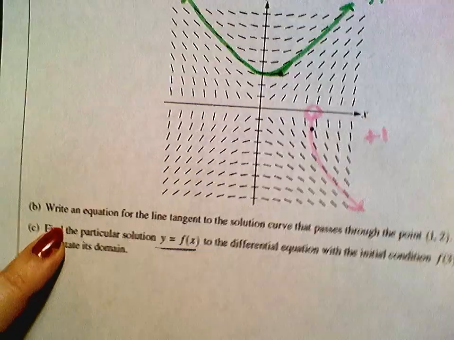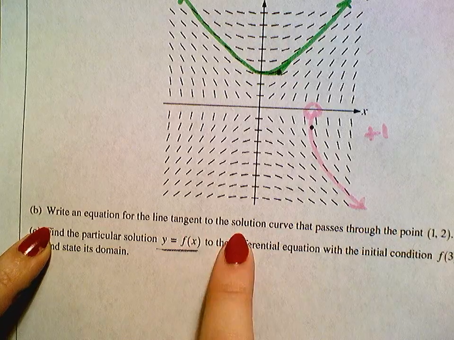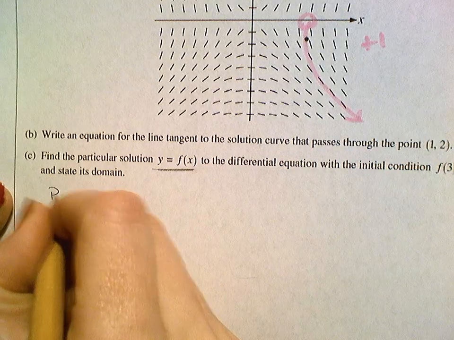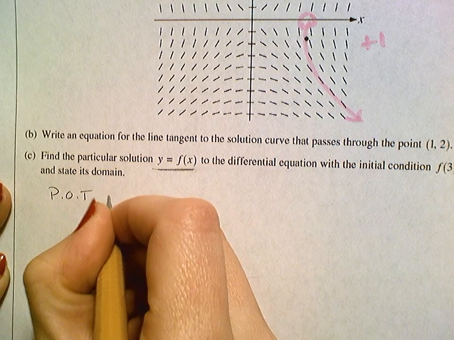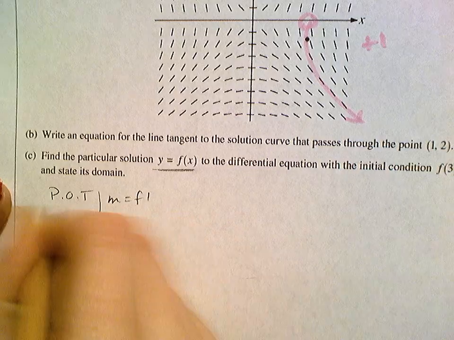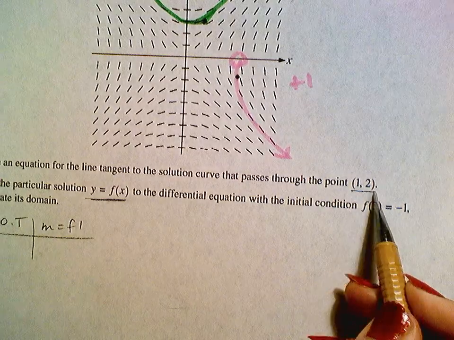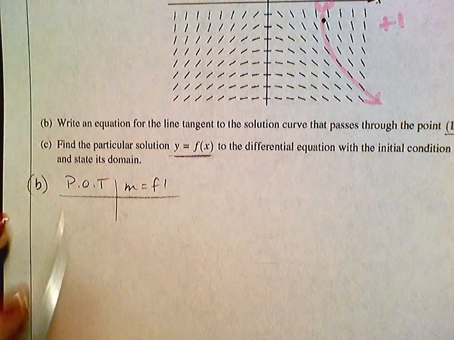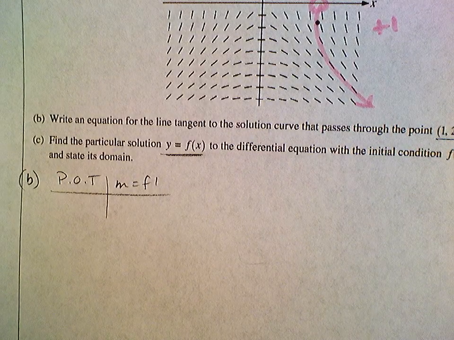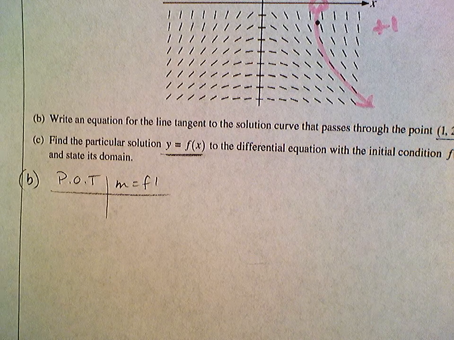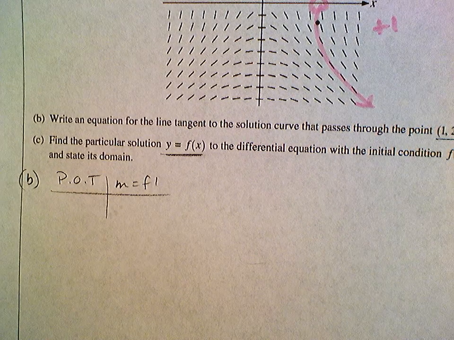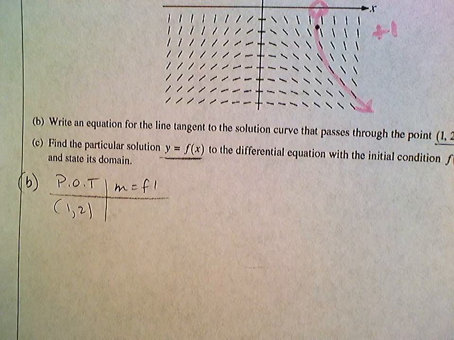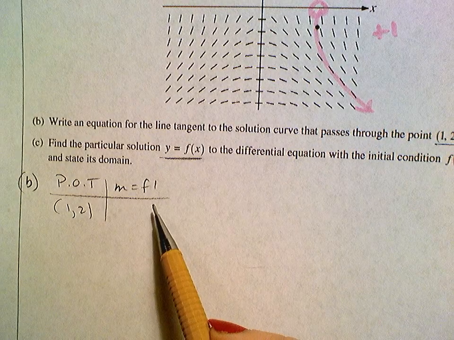Okay, part B: write an equation for the line tangent to the solution curve that passes through this point. You need the point of tangency and you need the slope, which is f prime. The point of tangency, they're telling you. Oh, and by the way, guys, organize your work really well, because you don't want them to have to go looking for the answer; if they do, they might not see it even if it's there. So this is for part B. Point of tangency is 1, 2. That's what they're telling me. I need the slope.